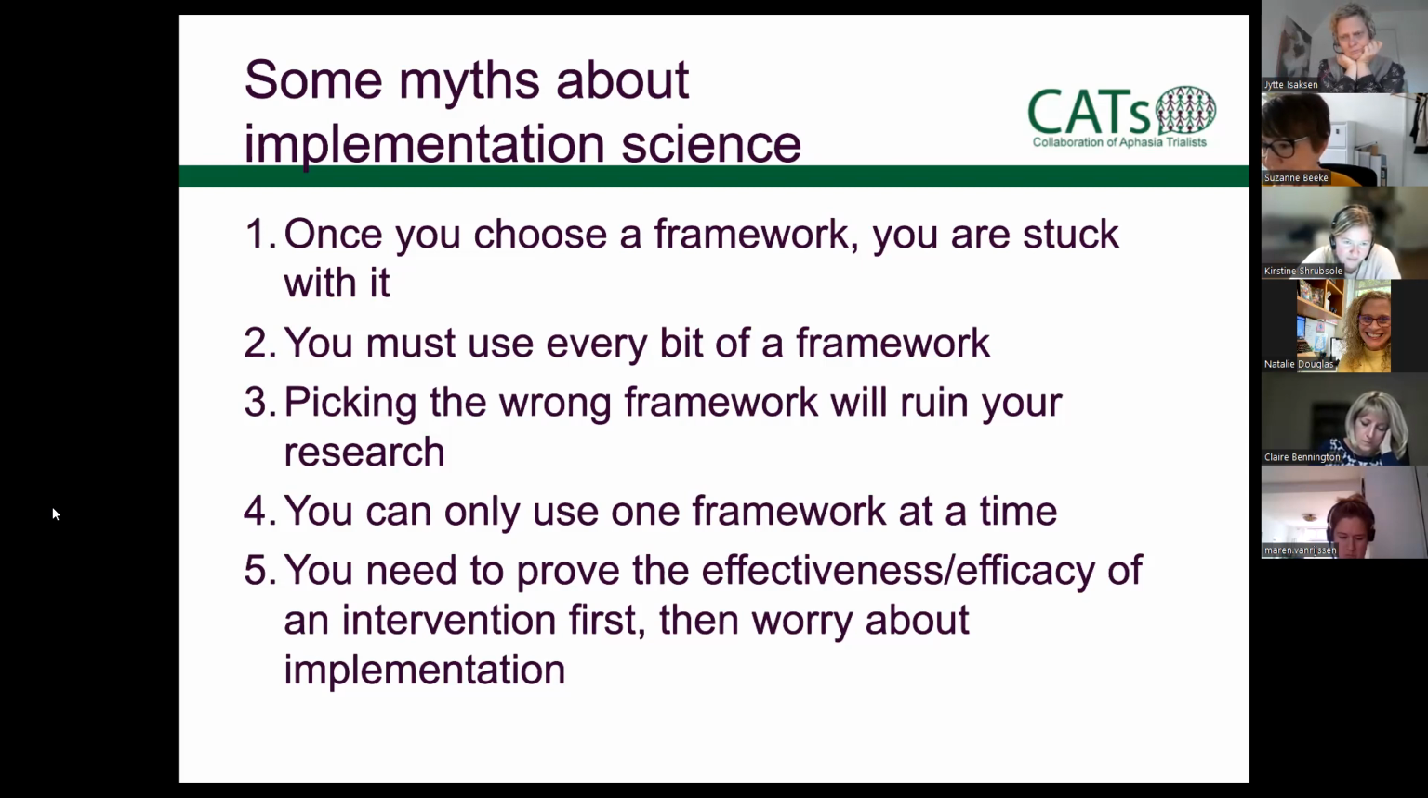You can also use multiple frameworks at a time. I was speaking to an implementation science researcher recently, and they talked about how they used one framework to collect their data and another framework to write up the study. And then the final piece, and we won't have time to get into this during this talk because we want to leave room for discussion, is that this doesn't have to be entirely linear.